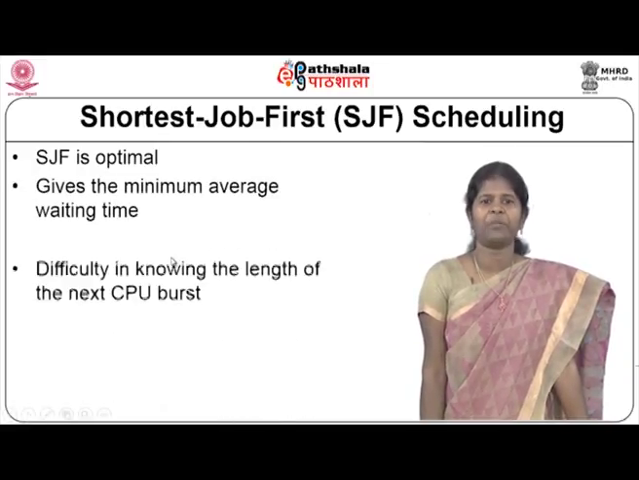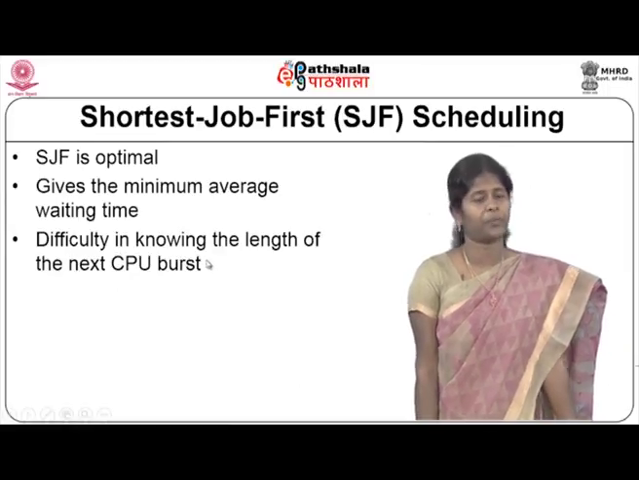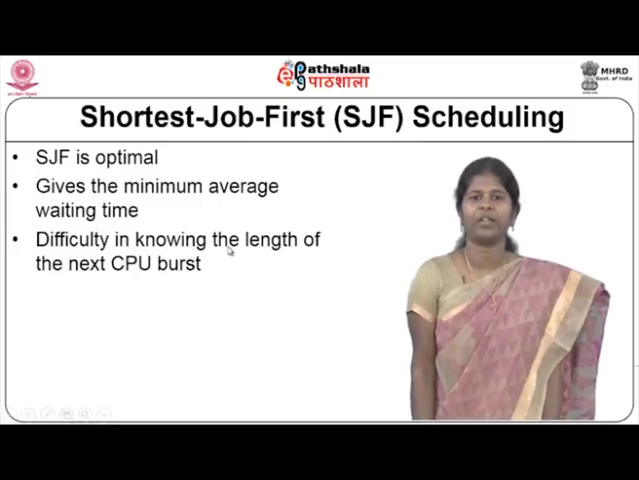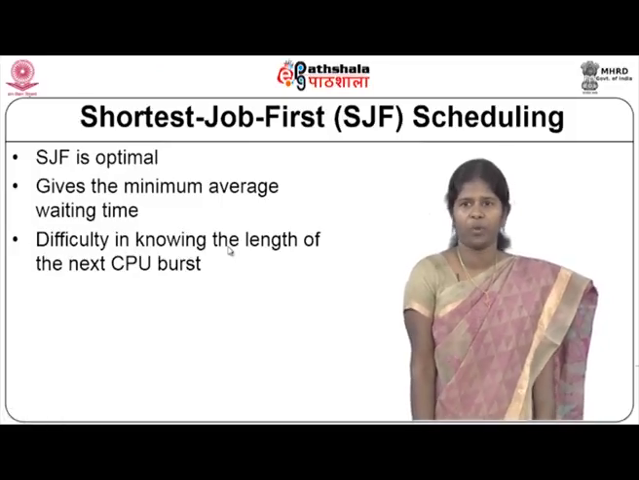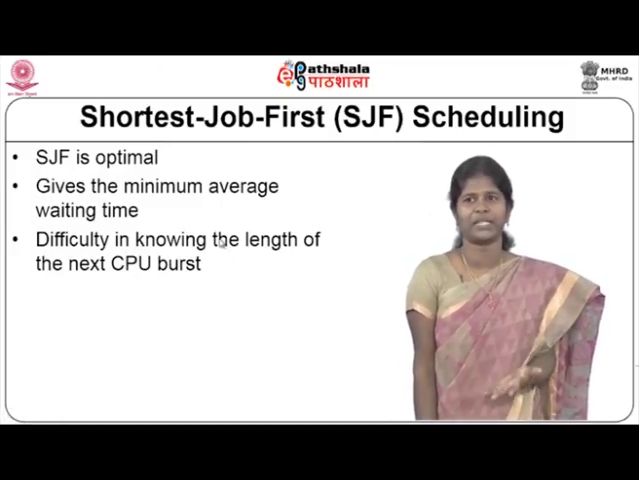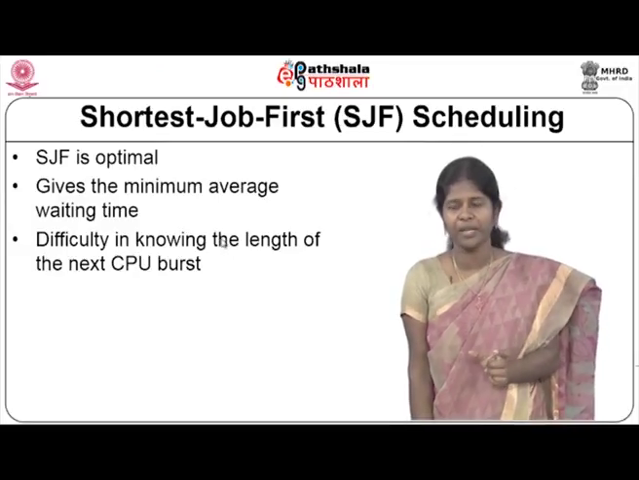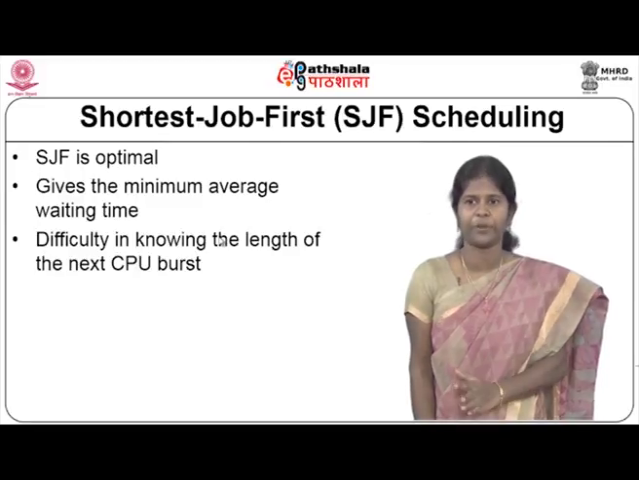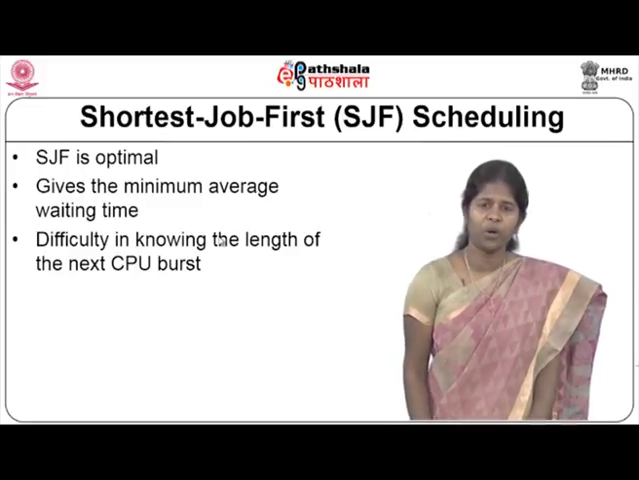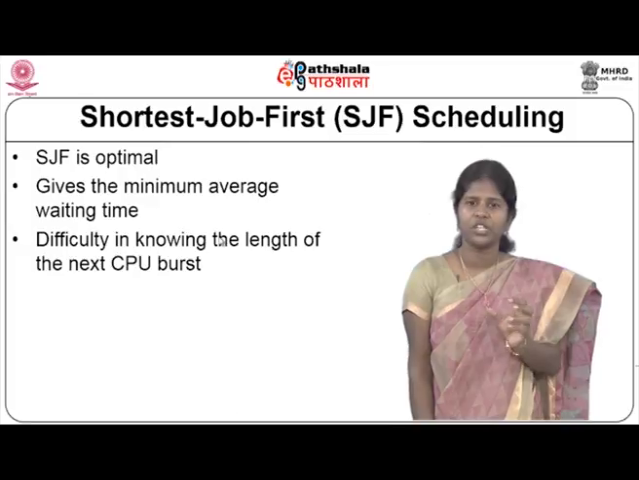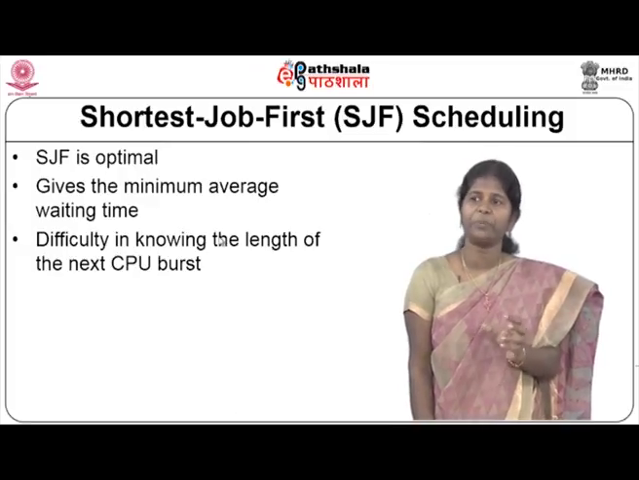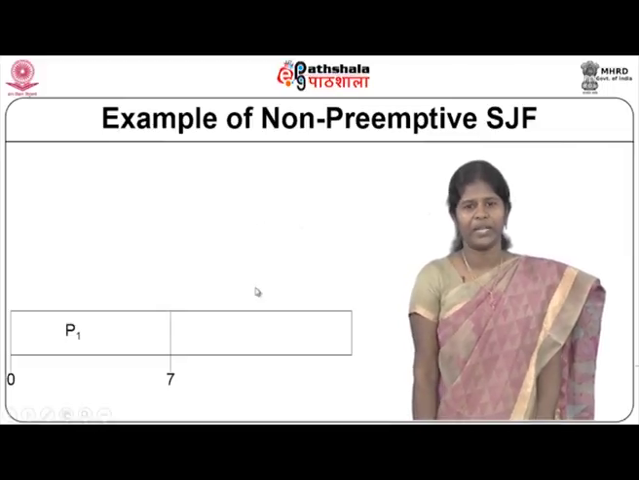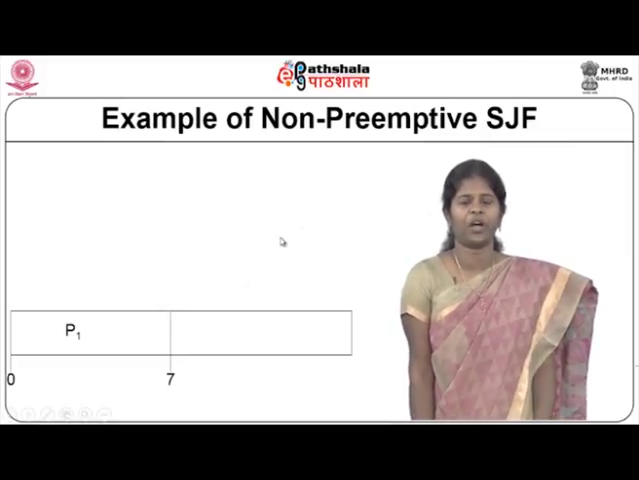It will give the minimum average waiting time, but the problem here is how will we know what length the next CPU burst will be? We won't know. We only know the order of the processes that arrive. We won't know how much CPU time the next process will take, or if many processes are waiting, how much time should be given to each process or will be needed by each process. That will be the practical difficulty. So we will now see this example of non-preemptive SJF.